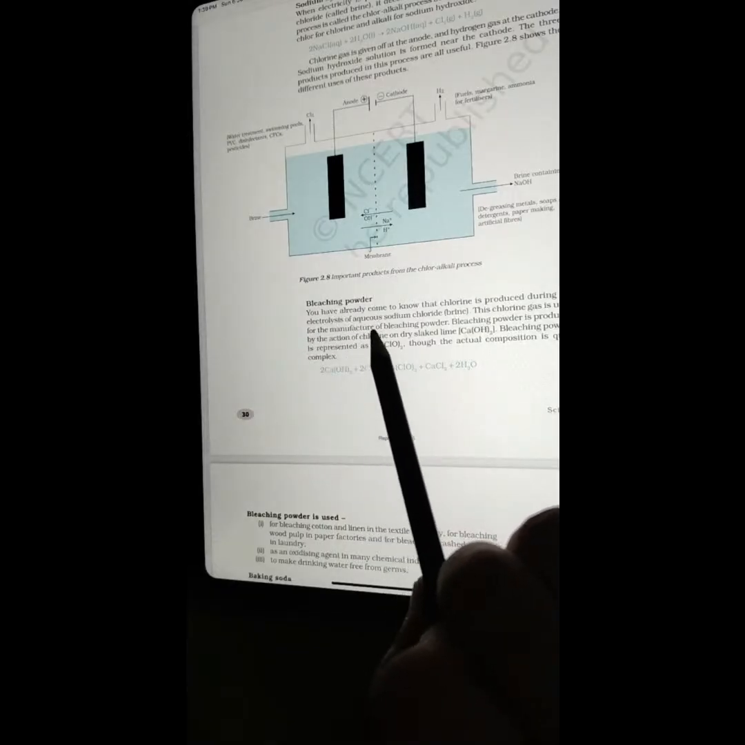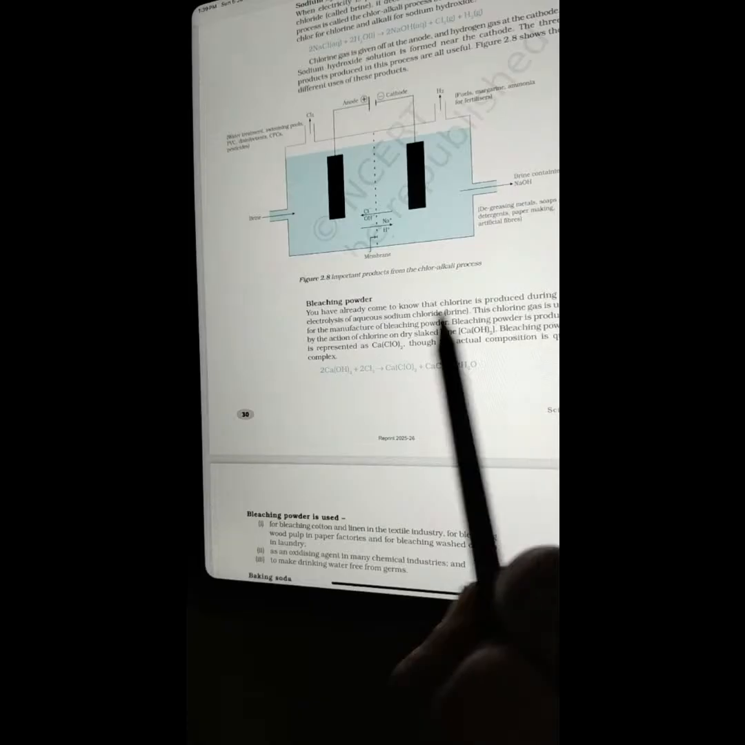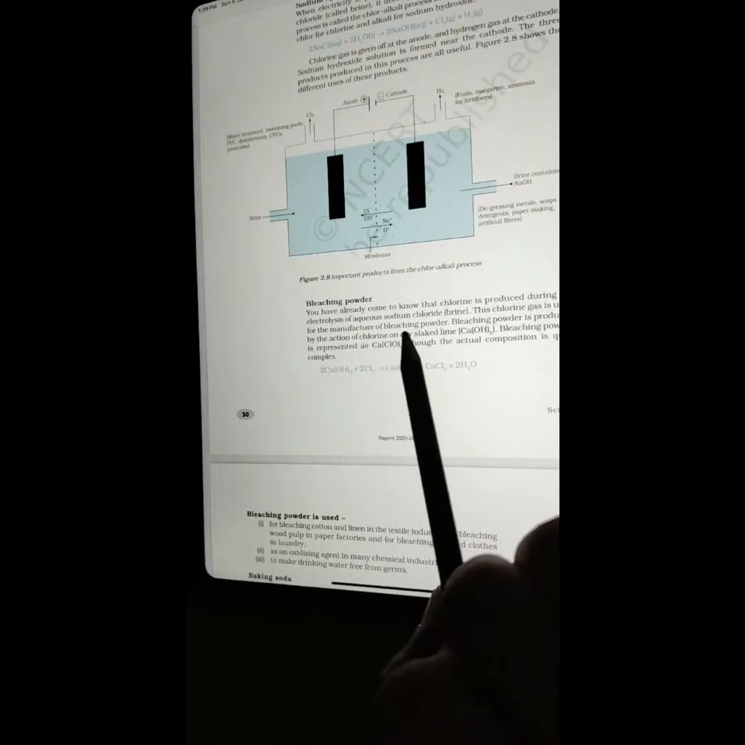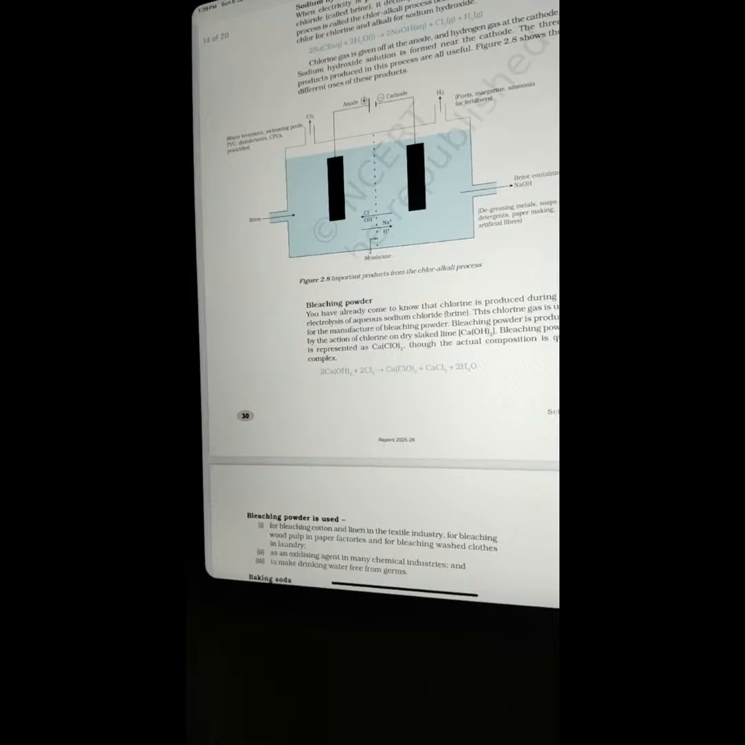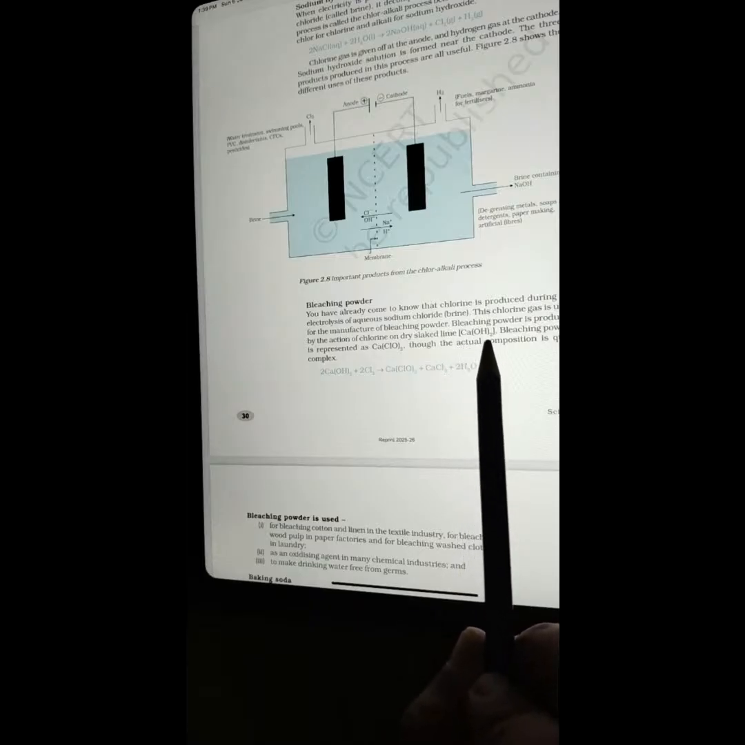Now we are moving ahead to the bleaching powder. You have already come to know that chlorine is produced due to the electrolysis of aqueous sodium chloride, or brine. This chlorine gas is used for the manufacture of bleaching powder. Bleaching powder is produced by the action of chlorine on dry slaked lime, Ca(OH)2.